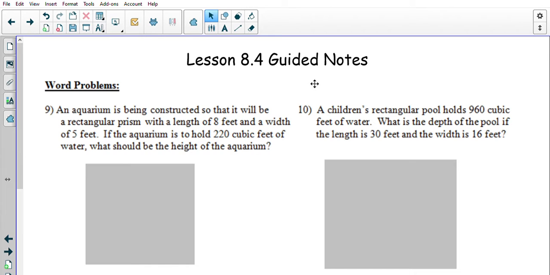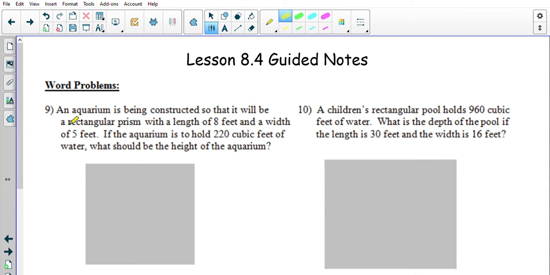We're going to begin with questions 9 and 10, the word problems for volume. So let's read through question number 9. Number 9 says, an aquarium is being constructed so that it will be a rectangular prism with a length of 8 feet and a width of 5 feet. If the aquarium is to hold 220 cubic feet of water, what should be the height of the aquarium?